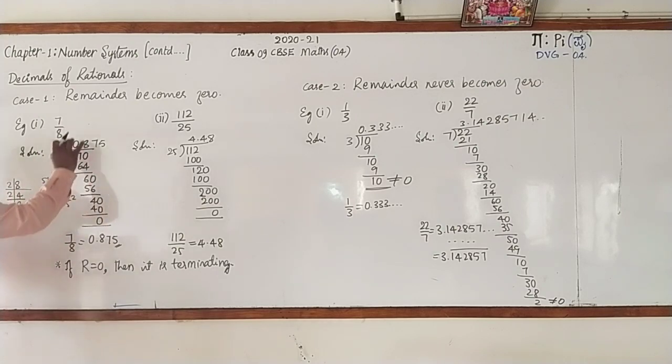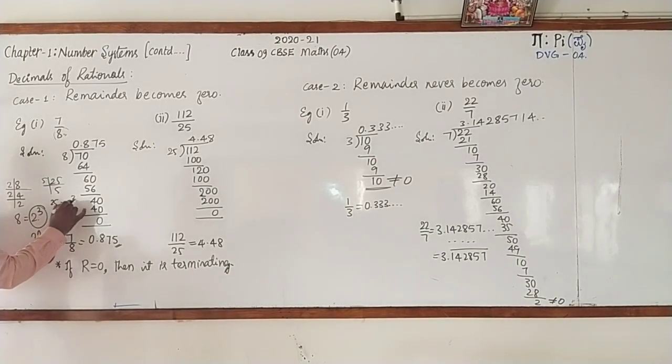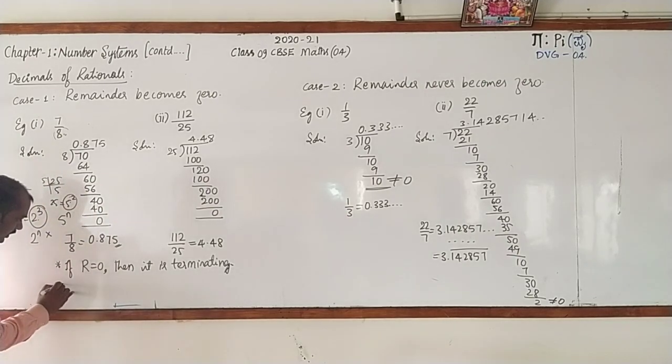In a rational number, in p by q, whatever the denominator is, that is q. If this denominator is either of the form 2 raised to the power n, or of the form 5 raised to the power n, or 2 raised to the power m into 5 raised to the power n, then we can say that it is terminating. Clear?